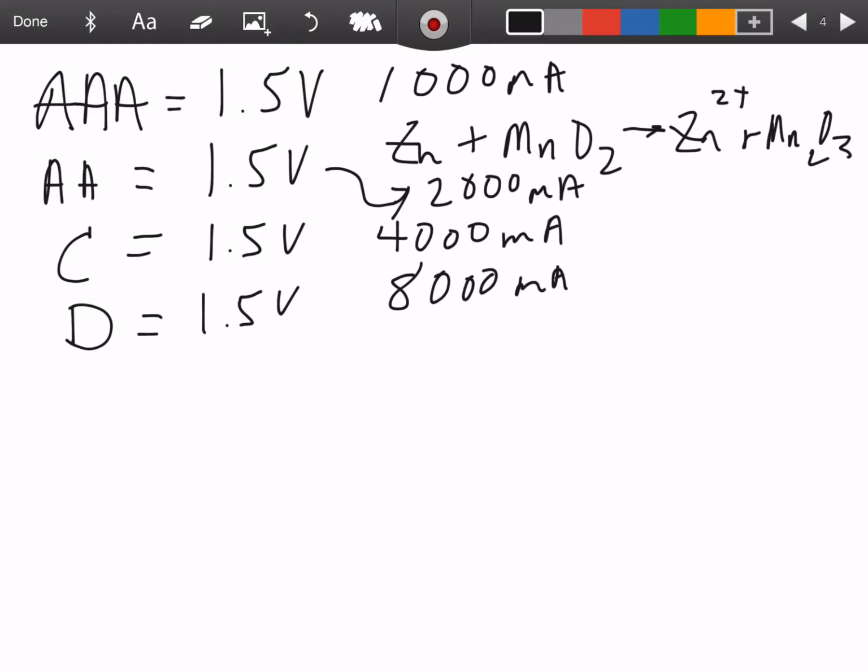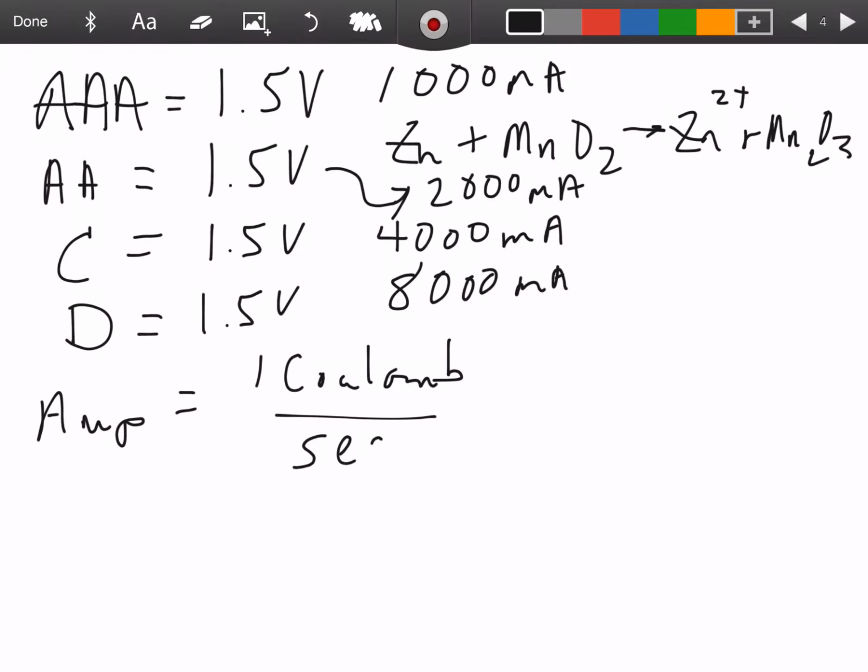So what is an amp? An amp measures how many electrons are moving per second. An amp is equal to 1 coulomb per second. It is a measure of number of electrons over time, right? It's kind of like if you were to think about water in the same sort of way, the flow of water as opposed to the flow of electrons.